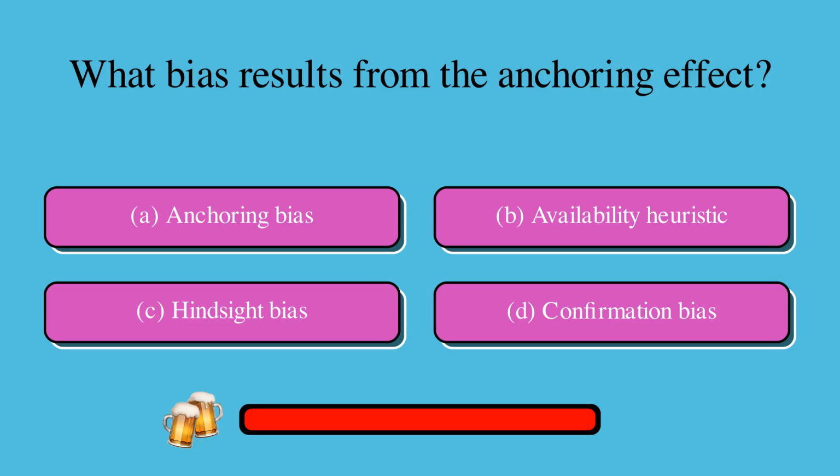What bias results from the anchoring effect? Is it A, anchoring bias, B, availability heuristic, C, hindsight bias, or D, confirmation bias? The correct answer is A, anchoring bias.